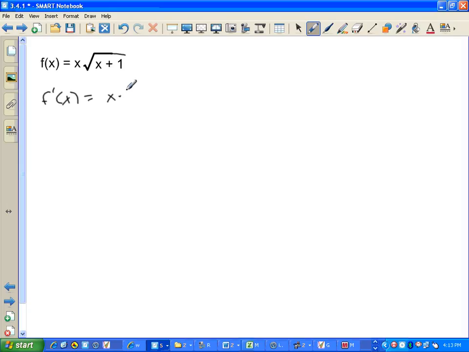Okay, derivative of the second is going to be 1/2 of this thing, lower the power by 1, times derivative of the inside part, which would be the derivative of just x, which is 1, so I don't need anything extra, times second, times derivative of the first, which is 1. Let's simplify this a little bit. So here I'm going to have x over 2 times the square root of x plus 1 plus the square root of x plus 1.